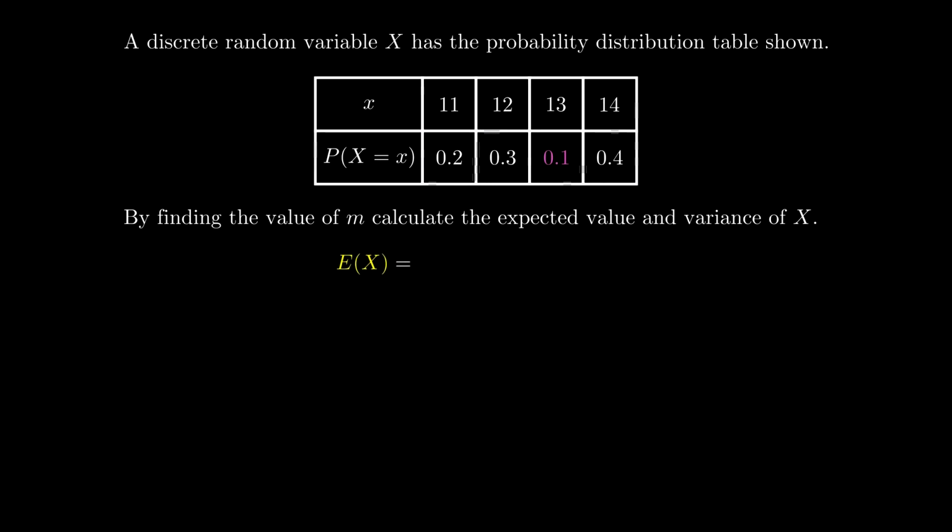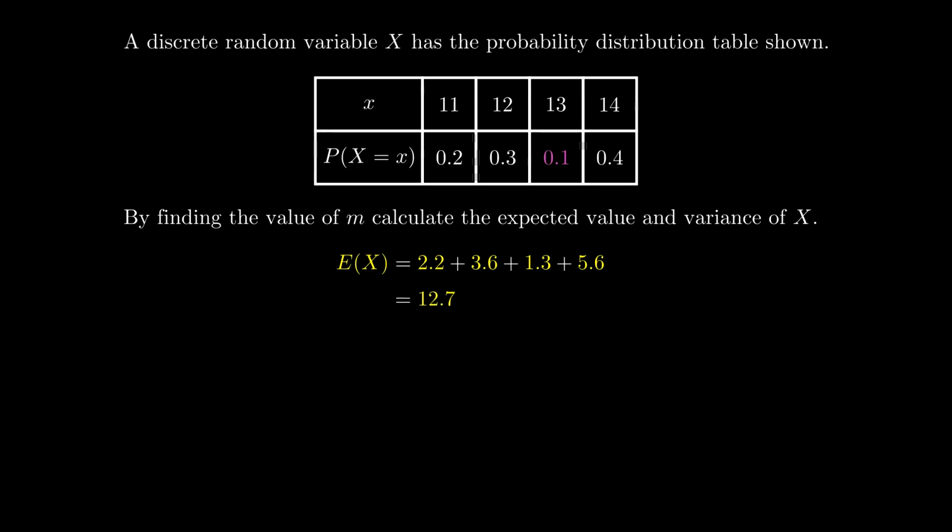Now for the expected value, we calculate that by multiplying each outcome with its probability and adding them up. So 11 times 0.2 is 2.2, 12 times 0.3 is 3.6, 13 times 0.1 is 1.3, 14 times 0.4 is 5.6. In total then, we add them all up. That gives us 12.7 as our expected value.